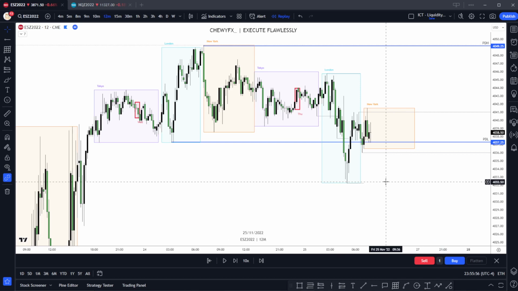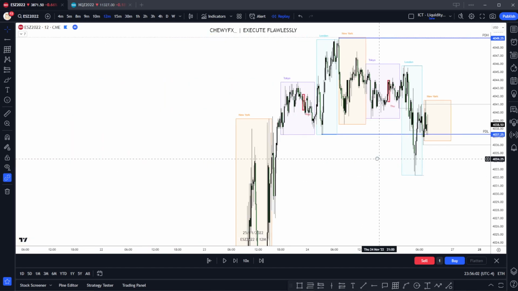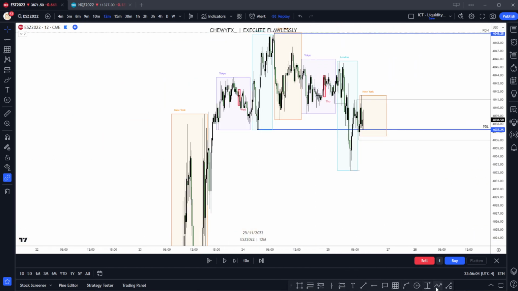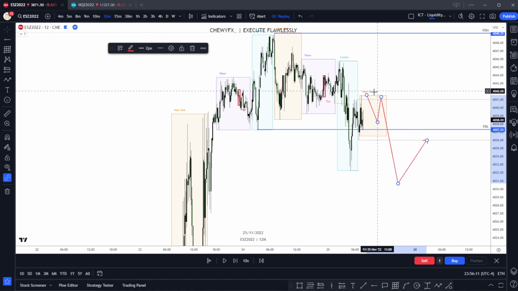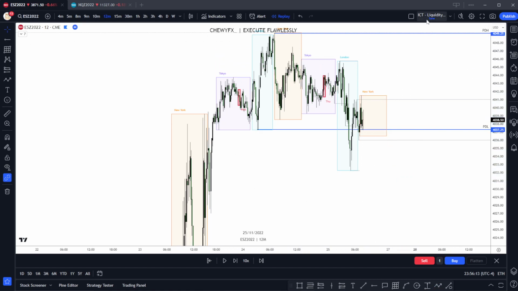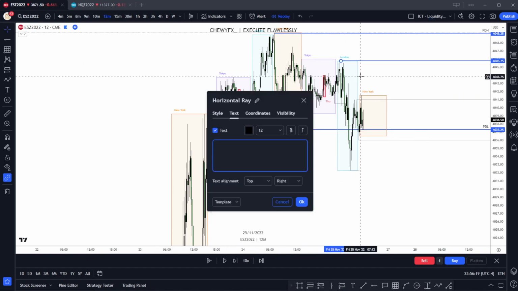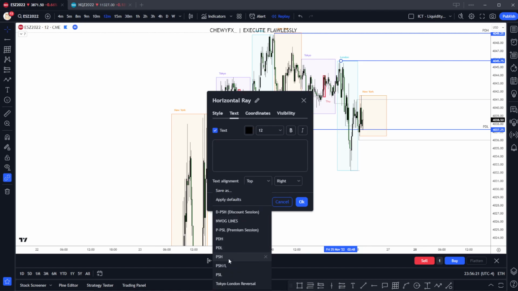But ideally, if I'm looking for an EM2, I want to see this low get broken first, because the whole point of EM2 is I'm essentially trying to catch that reversal up towards the session liquidity. So let's just draw up our session highs here. It's not really looking that good though, but you know, keep our hopes up.